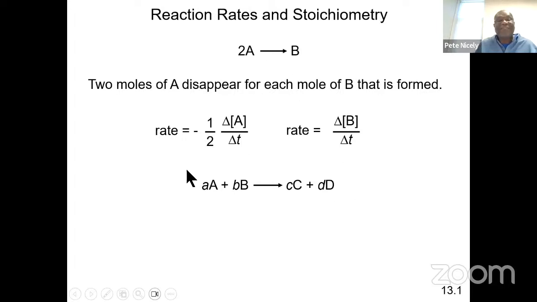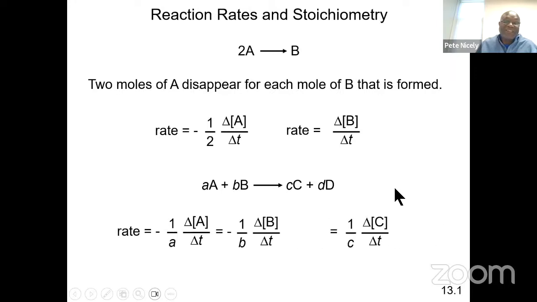So extending that to this hypothetical example, where the lowercase letters represent the coefficients and the uppercase letters represent the actual substances, then we can write down a relationship between the rate of change of each of these substances involved in this reaction. And that is this equation right here.